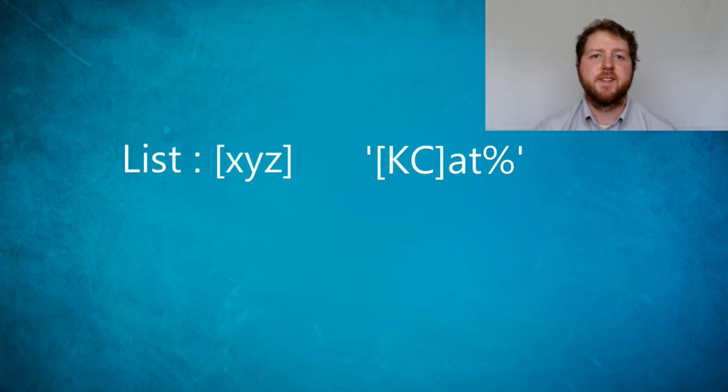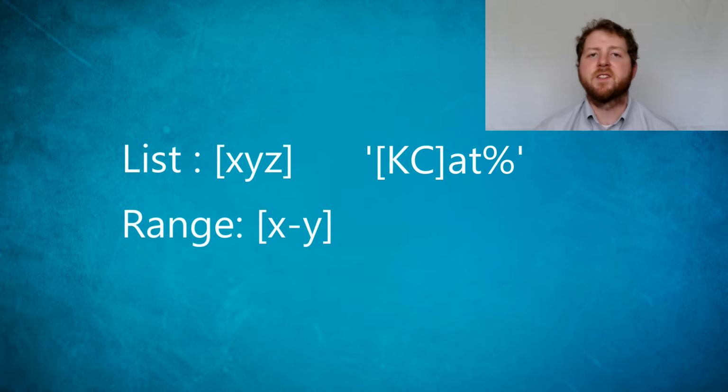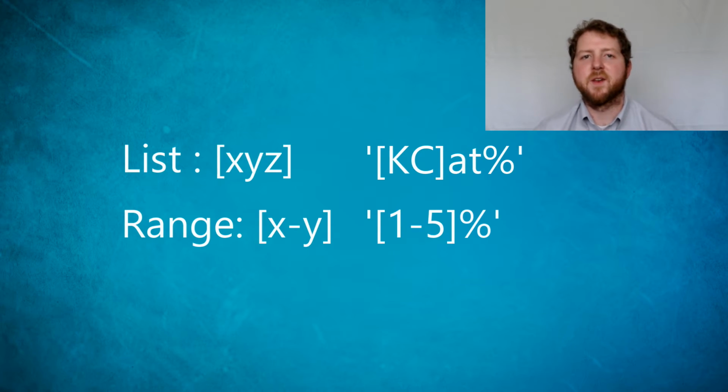Ranges are pretty much the exact same thing, but instead of having to enumerate each and every item, we're going to use a range. So for example, if we wanted to find all the fields that started with 1 through 5, we can do it just like we popped it up here on the screen.